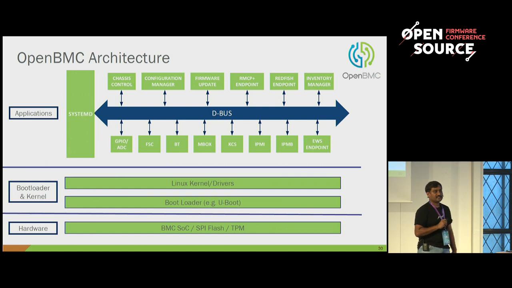Architecturally, I just simplified this diagram, but I think you can get a flavor of it. It has the hardware at the bottom, like the BMC system on chip. Then U-Boot is our bootloader, then Yocto Linux. The applications use D-Bus as the IPC mechanism. This gives us a namespace where multiple applications talk to each other using one single bus, and there is no collision between namespaces.